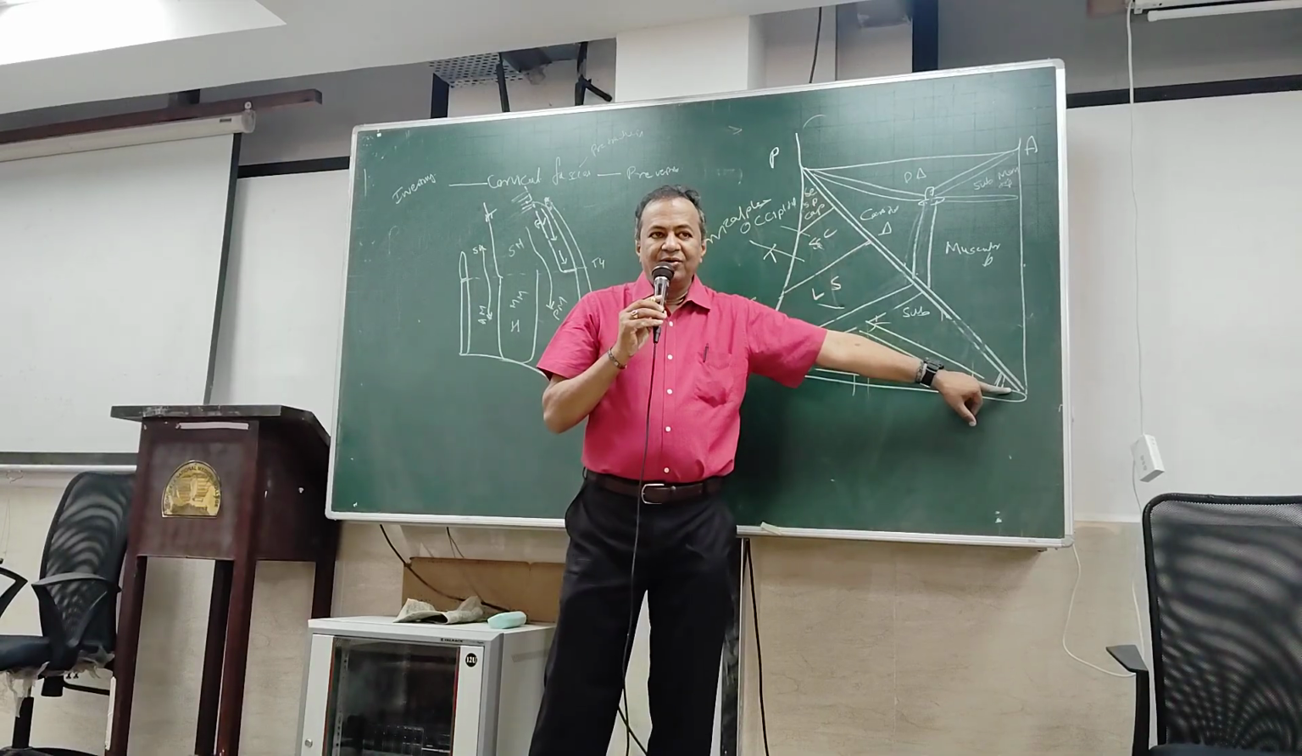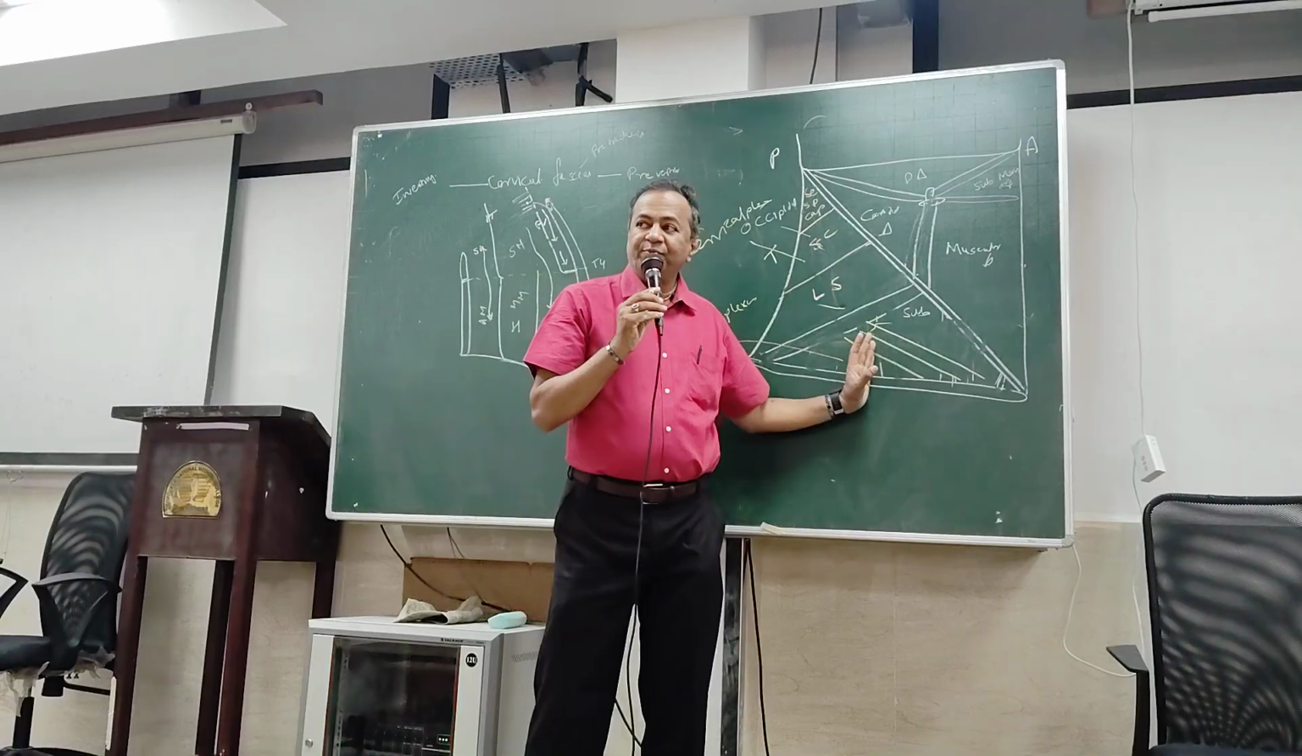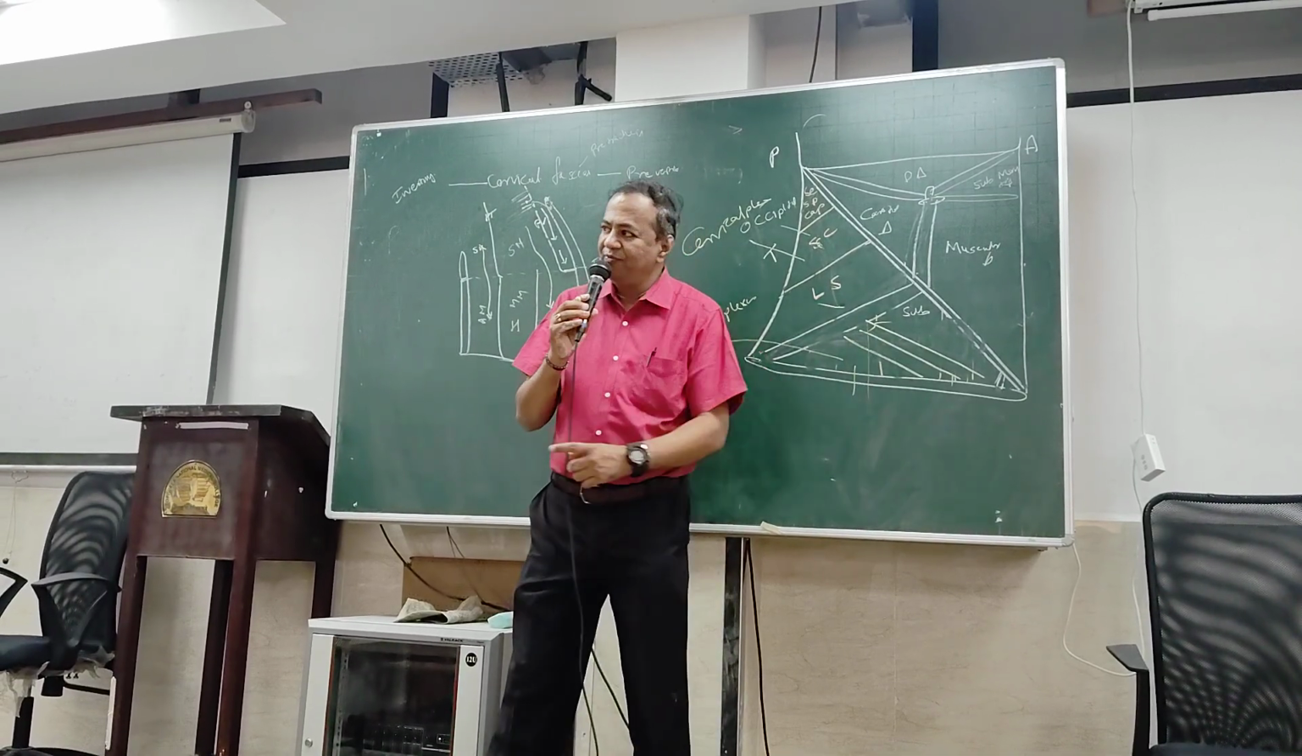Okay? Deep to it there is the internal jugular vein. What is greater supraclavicular fossa? Subclavian triangle. Is it clear to all of you?